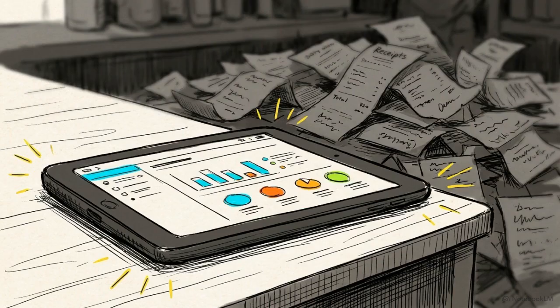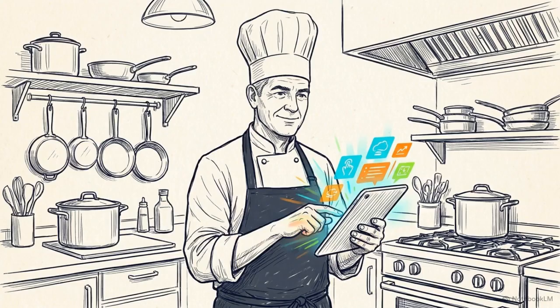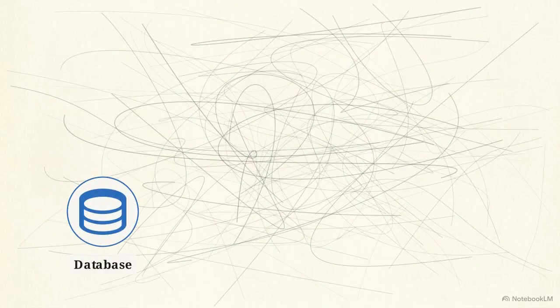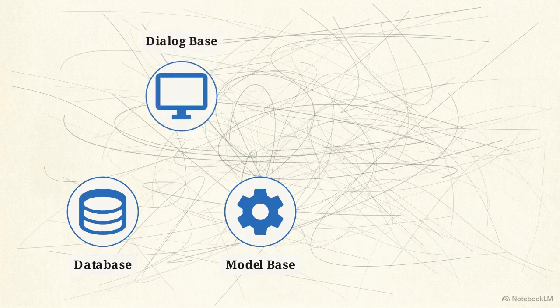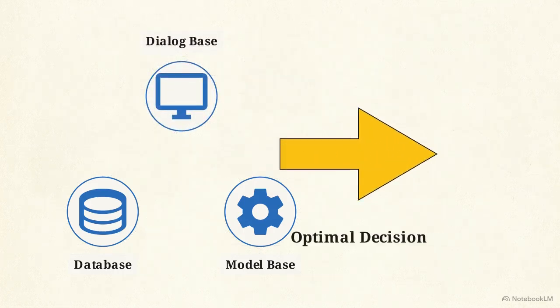So instead of panicking over a pile of receipts, our chef stands calmly at a tablet, effortlessly adjusting variables while the menu recalculates. By linking the pantry of data, the processing appliances of the models, and the clear window of the interface, the chaos fades away. The best path forward becomes obvious.